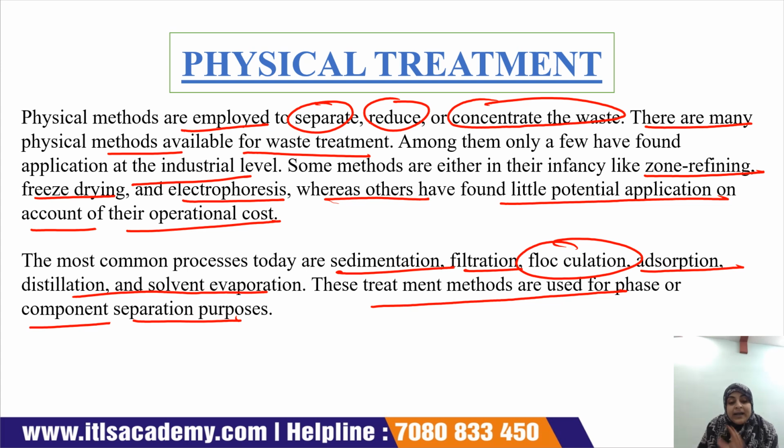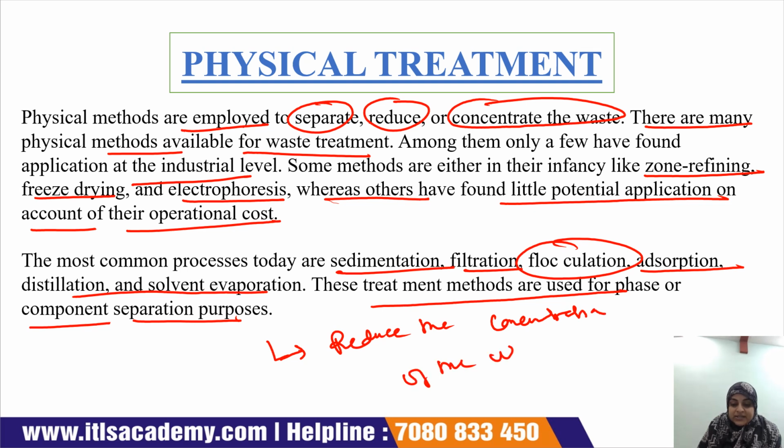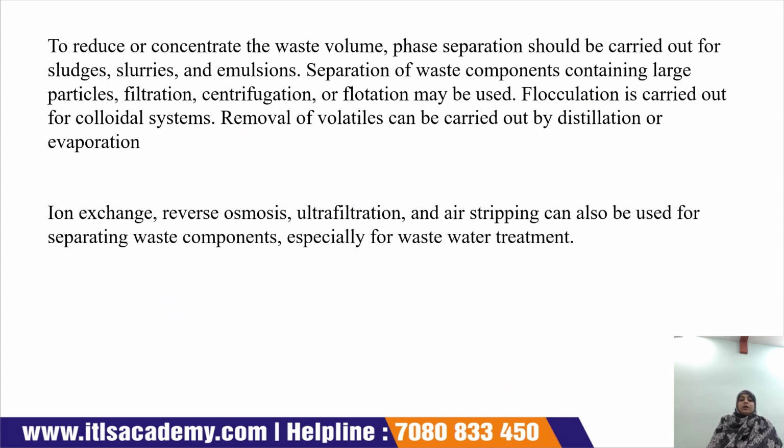Any type of method we choose, the end goal is that we have to reduce the concentration of the waste. This is the main aim of the physical treatment. Now, to reduce or concentrate the waste volume, phase separation methods should be carried out for sludges, slurries, and emulsions. So when we have to reduce or concentrate the waste volume, phase separation methods should be carried out in case of sludge, slurries, and emulsion.